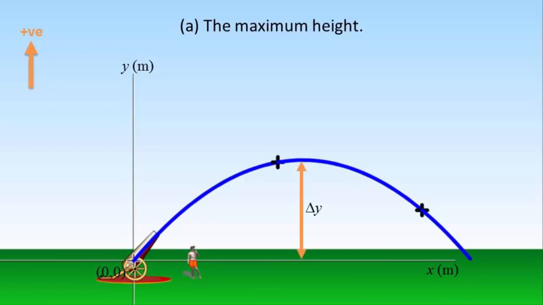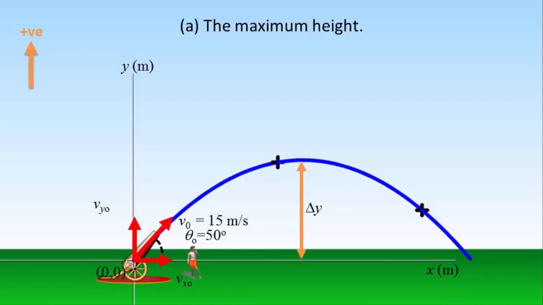So let's begin by looking at the initial state of the shell. The shell is fired with an initial speed of 15 meters per second at an angle of 50 degrees. We can resolve the initial velocity along the x direction as vx0 and along the y direction as vy0, to represent the initial velocity components along the horizontal and vertical directions respectively. So what is the horizontal component of the initial velocity equal to? And what is the vertical component of the velocity equal to?